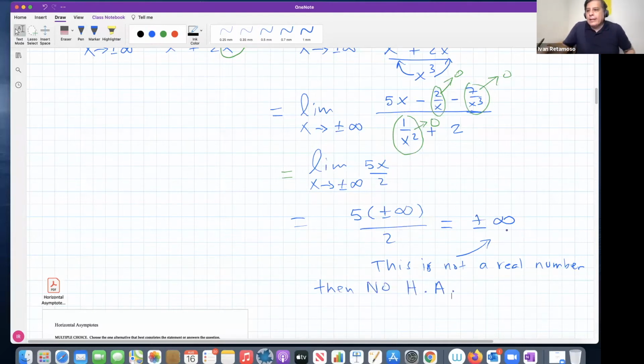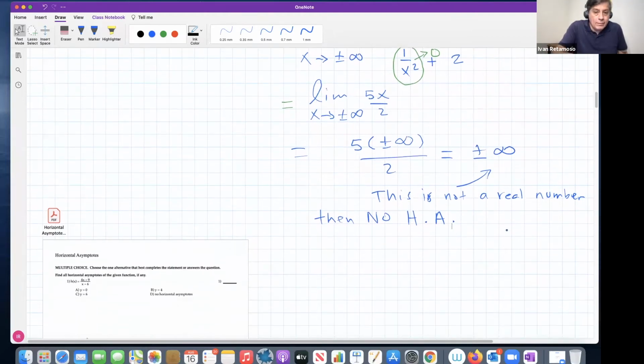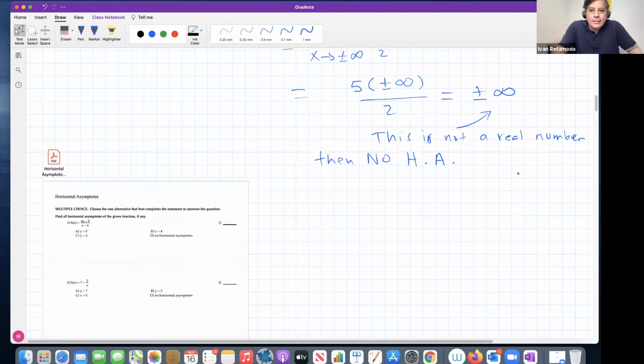So only when you get a number, you get a horizontal asymptote. If not, you just say no horizontal asymptote. There will be a choice there that will say that, so that's the choice that you have to pick.